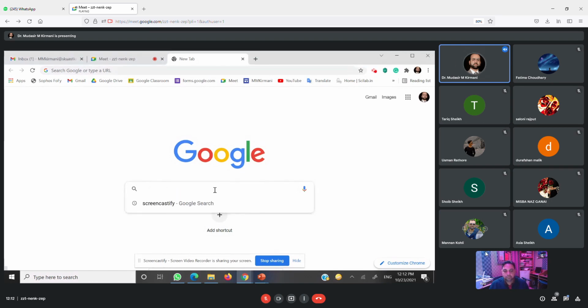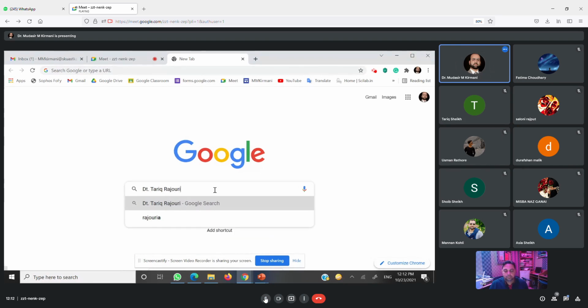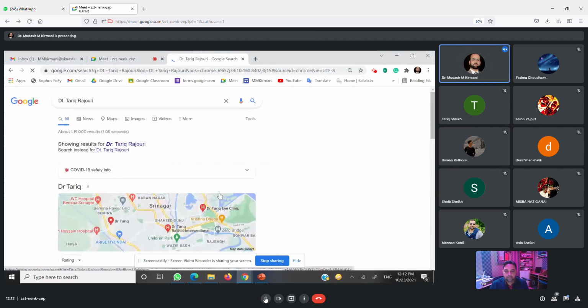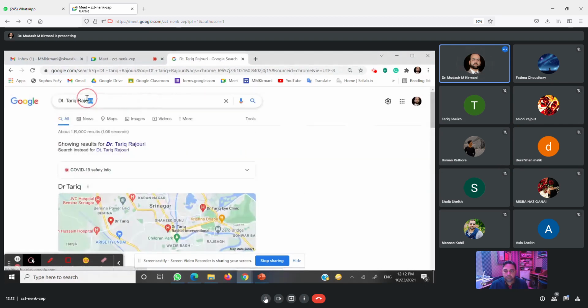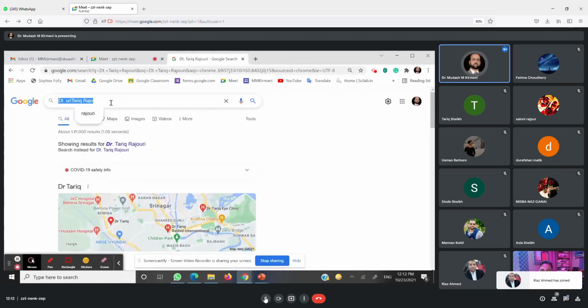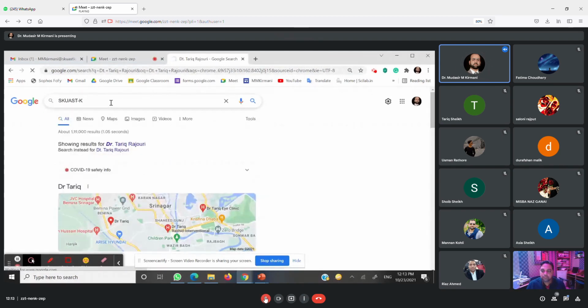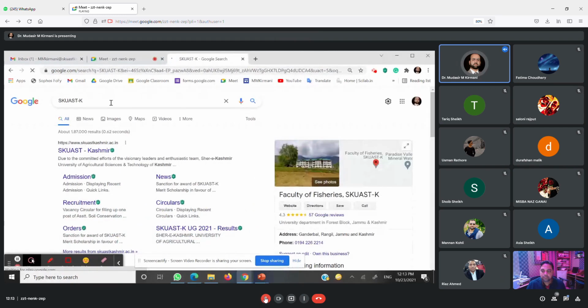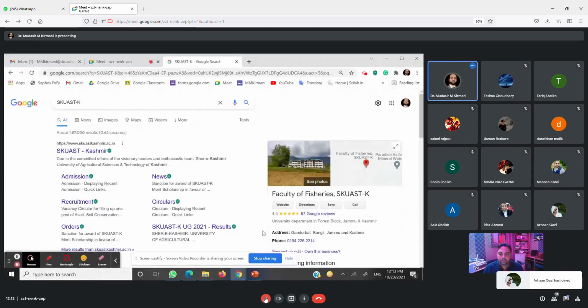Now just see, it is recording, it is giving me sound, and after that let me write. I am writing over here Dr. Tariq, so that you can see what I am recording. Dr. Tariq Rajouri. You can see that the mouse cursor shape will be displayed. It's because the recording has been started. I'll write SKAUST K. I have used two strings. One was Dr. Tariq and the other one was SKAUST K.